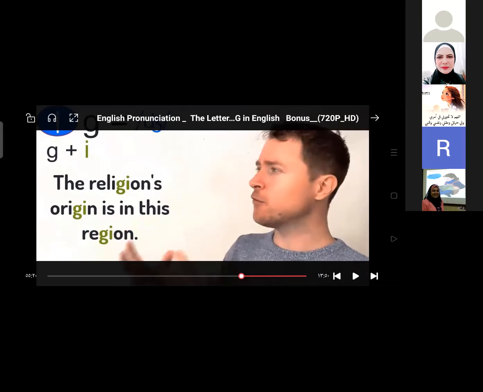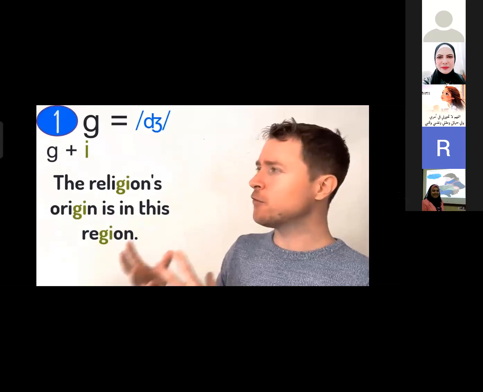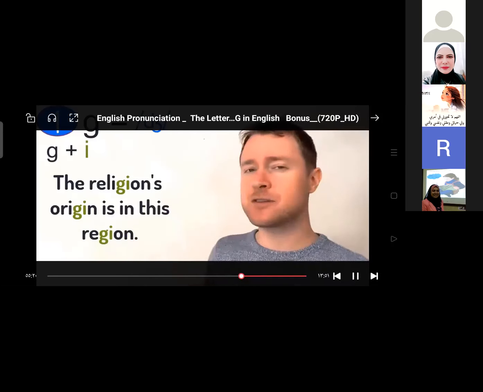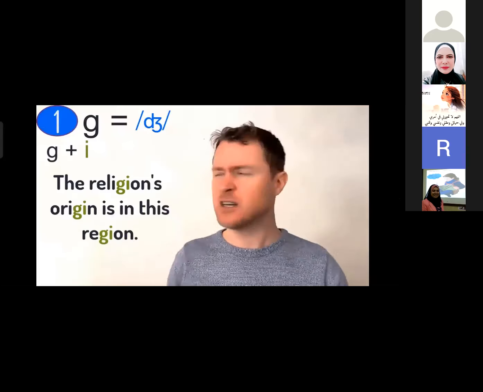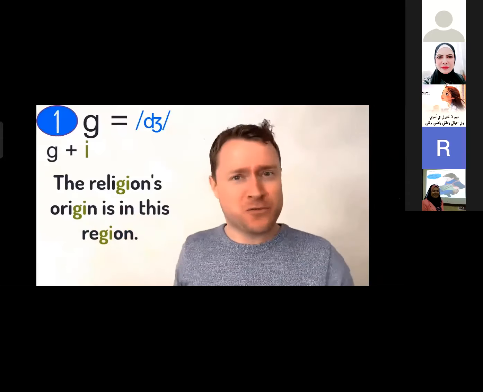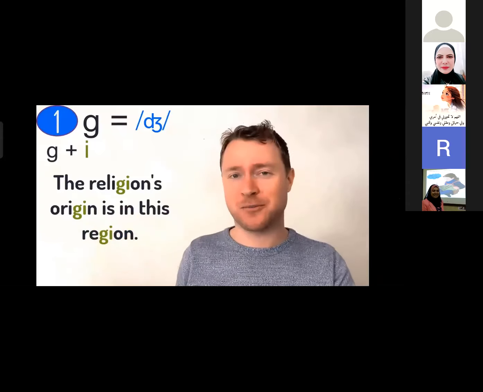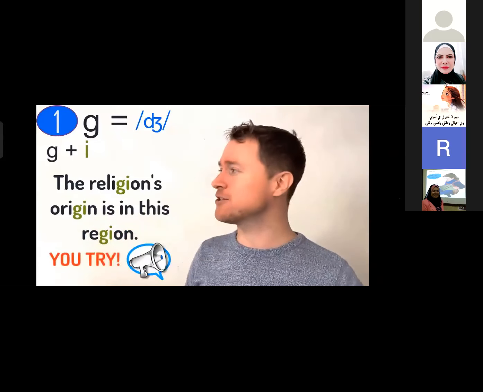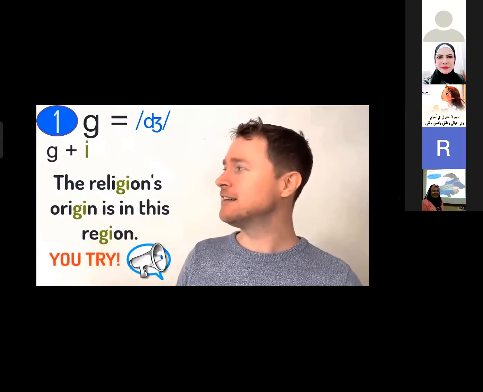The religion's origin is from this region. Okay? May, can you try it? The religion's origin is in this region. Excellent. Okay. It's quite difficult to say this very fast. The religion's origin is from this region. Okay? You give it a go. The religion's origin is from this region.